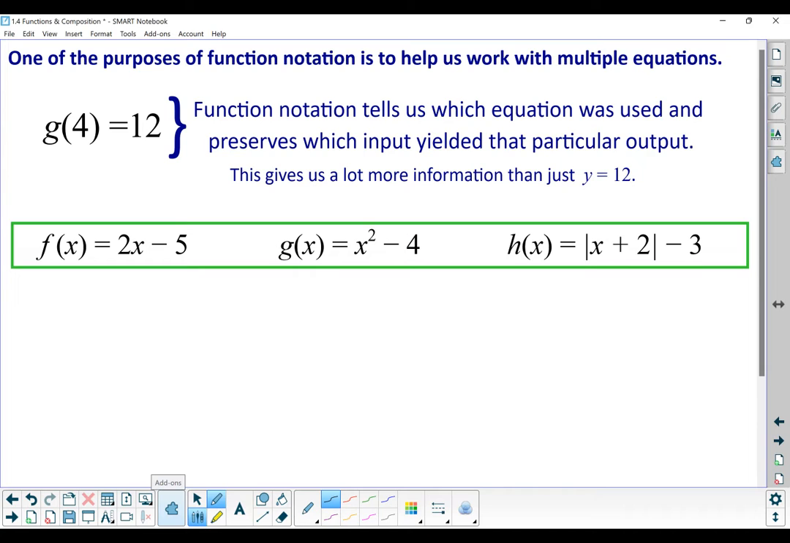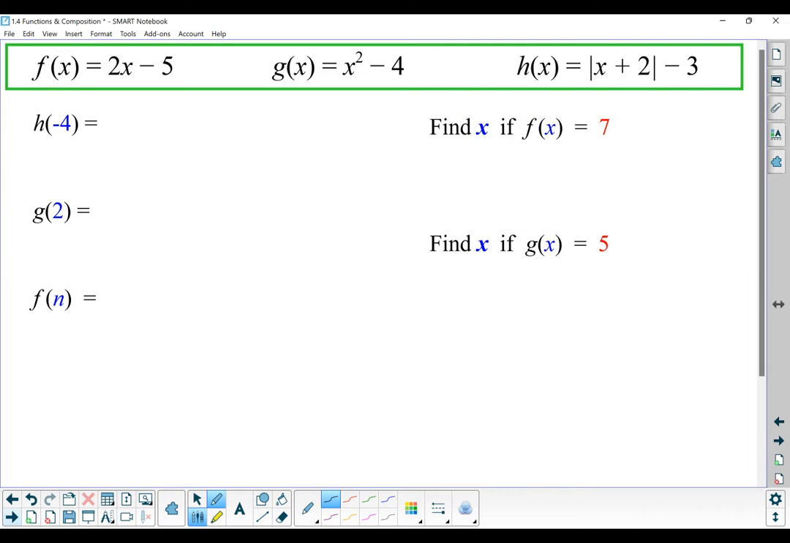So I have 3 functions here. We're going to use those 3 functions and just practice evaluating them. I've got a linear function f of x, I have a degree 2 function g of x, and I have an absolute value function h of x. You may not have seen absolute value as a function before, but we'll try it here and we'll learn more about absolute values later in the year.